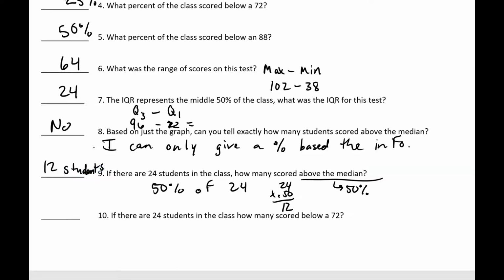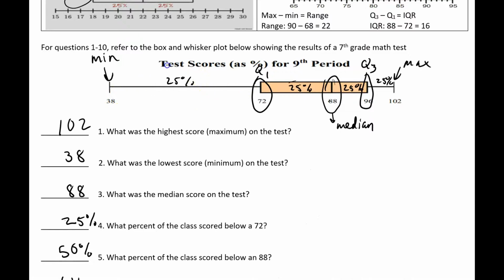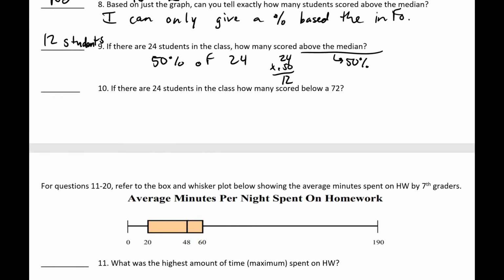That means also then 12 students scored below the median, right? But the next question doesn't ask about the median. It says if there are 24 students in the class, how many scored below a 72? So here's 72. That's our first quartile. So that's 25%, right? So we want to say, okay, what is 25% of 24? Remember, of means to multiply, so 24 times 0.25. You can use a calculator here if you want, or you can say, hey, what's 1/4, because that's what 0.25 is, of 24. It will give you 6. So 6 students, all right?